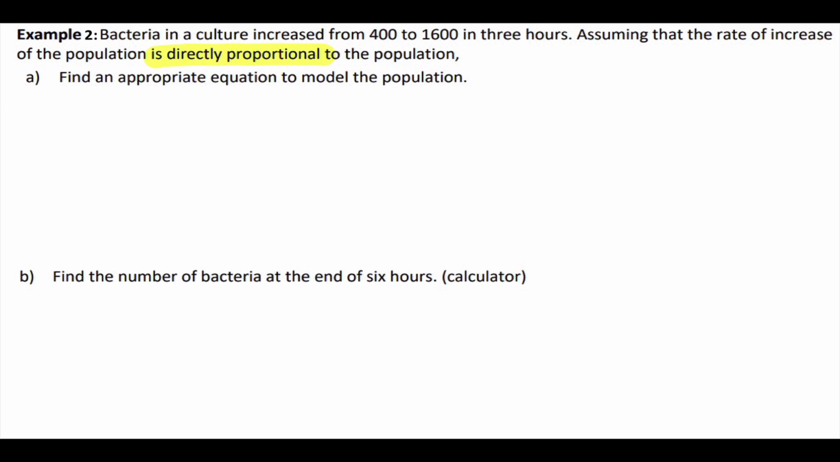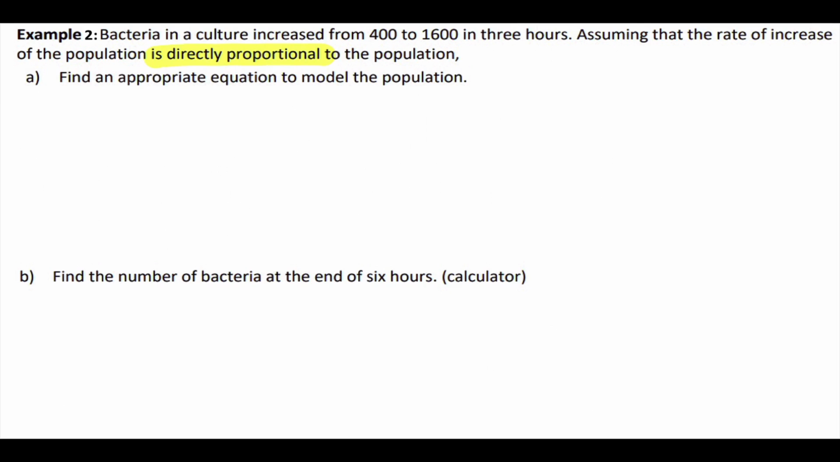Right there. That tells us we're doing exponential growth, exponential decay. Now this one looks like growth because it's growing. The culture is increasing from 400 to 600. So it's exponential growth. That's the key in your head. We're going to use what we use today. So the first thing we have to do is come up with an equation to model this population, because the second question is, how many are there at the end of 6 hours? To solve that question, we need an equation.